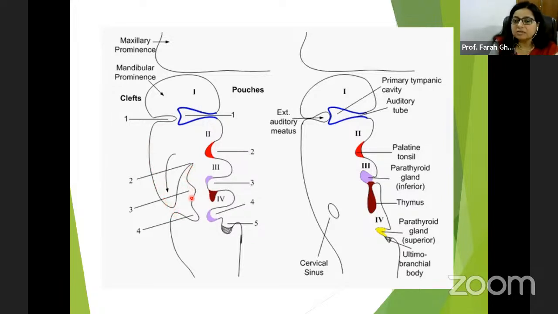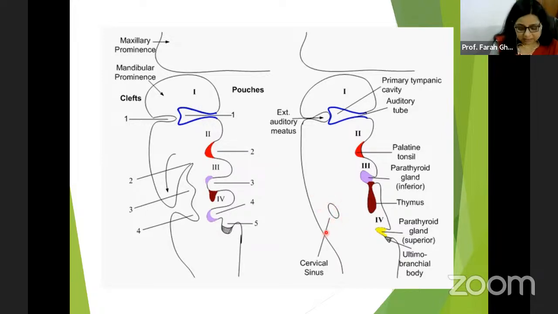The second, third, fourth and sixth clefts get covered and the neck becomes a smooth outline because of this downward projection of the second pharyngeal arch, which fuses with the epicardial ridge, and the space enclosed is known as cervical sinus. As you can see here, this is a space enclosed which is known as cervical sinus. This is not normally present. It gets obliterated by the time of birth, and this becomes a smooth outline.